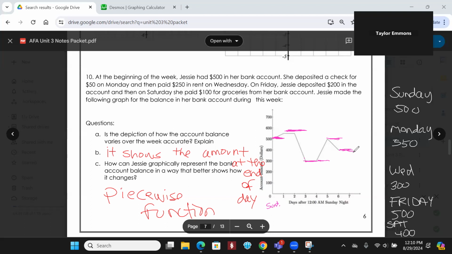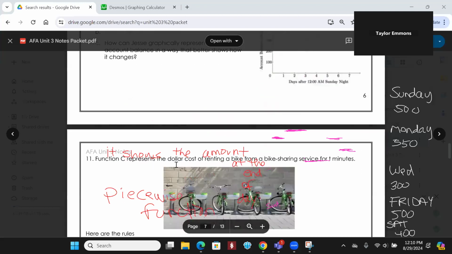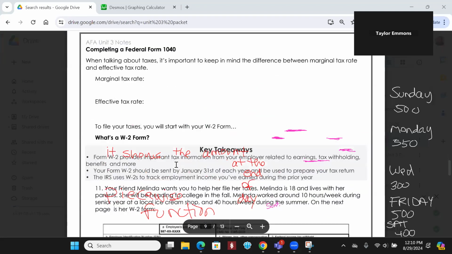Let's make it worse. Okay, turn the page. We're gonna skip over 11. Yay. So we're gonna talk about tax rates. So go ahead and go to completing a federal form 1040. Yeah, because we need that for tomorrow. Okay, so we're flipping to this page.